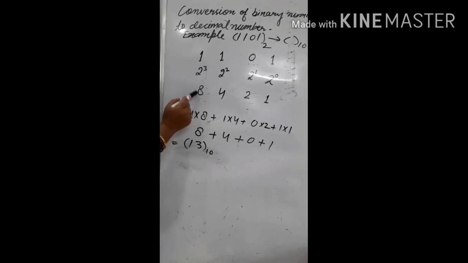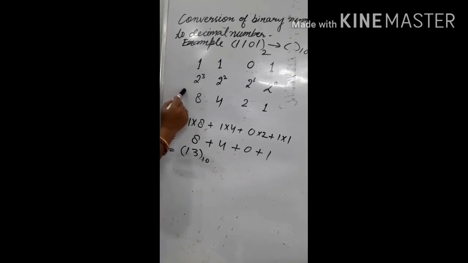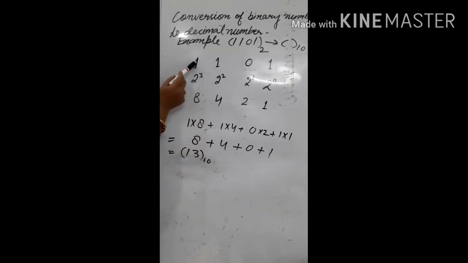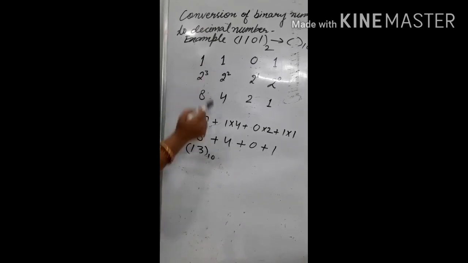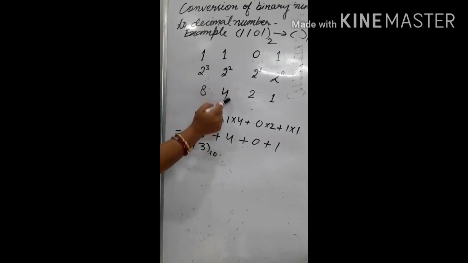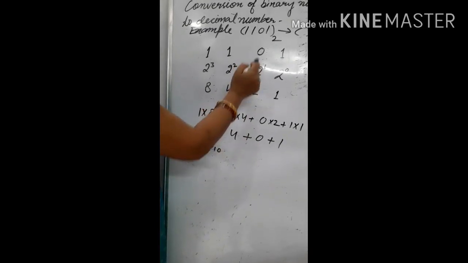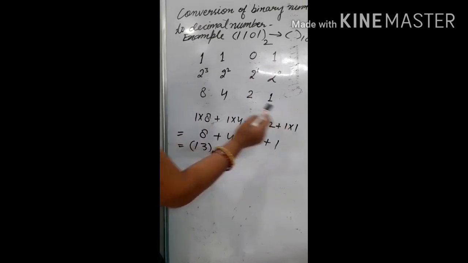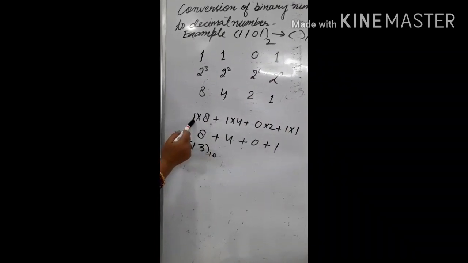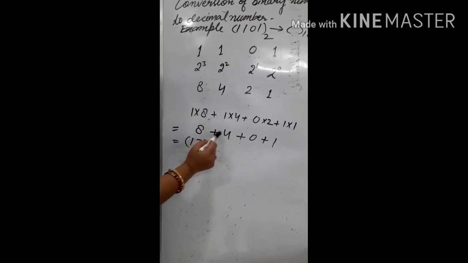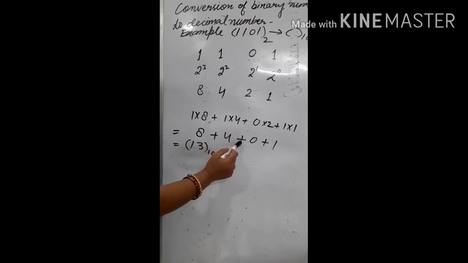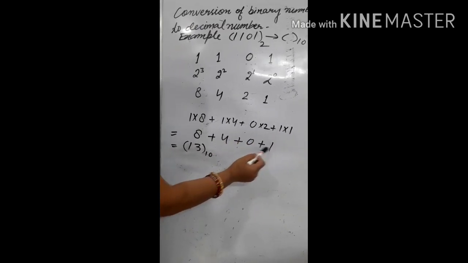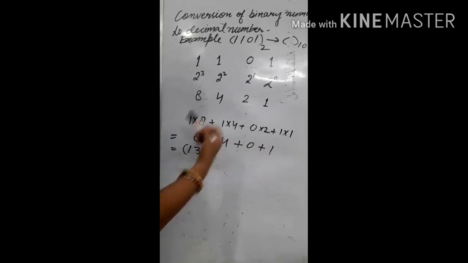Now we multiply each binary digit by its place value. See, 1 into 8 plus 1 into 4 plus 0 into 2 plus 1 into 1. Now write the product. 1 into 8, 8 plus 1 into 4, 4 plus 0 into 2, 0 plus 1 into 1, 1. Finally, we add all these numbers.